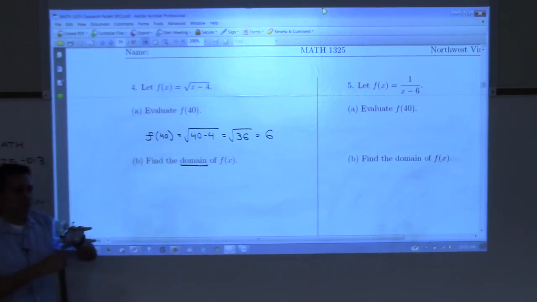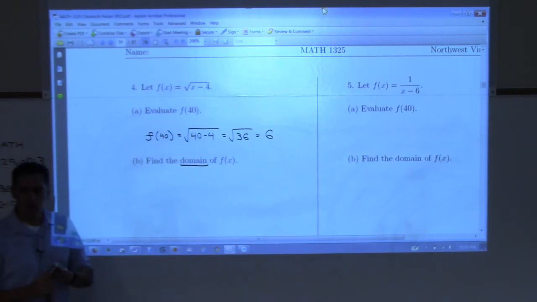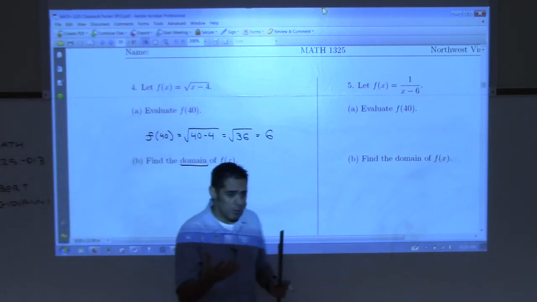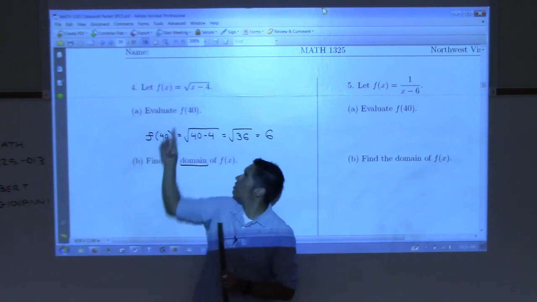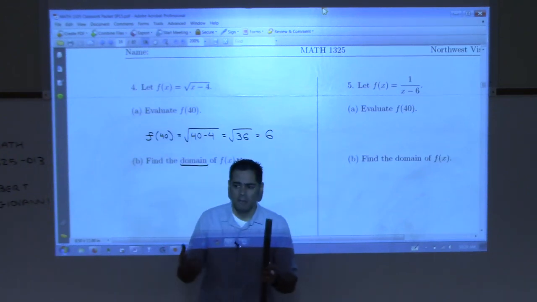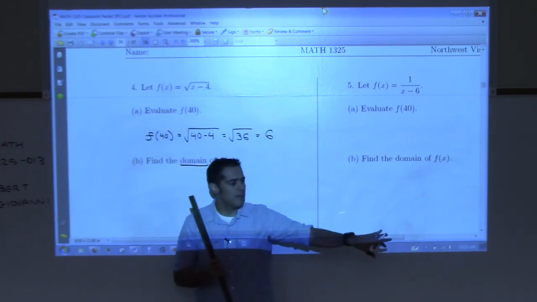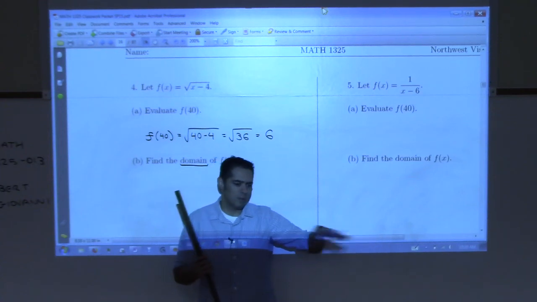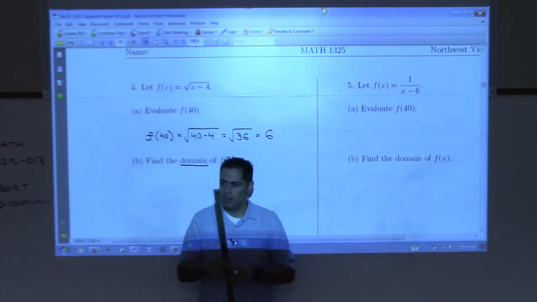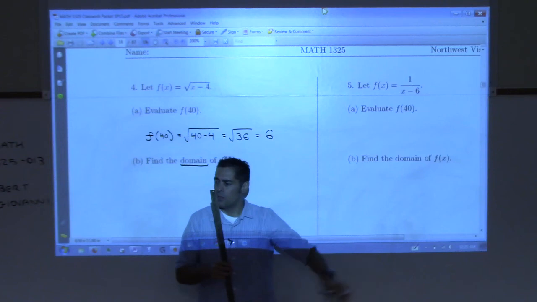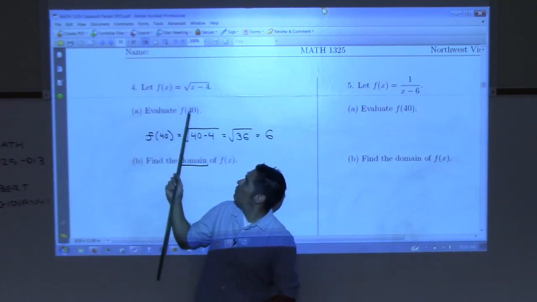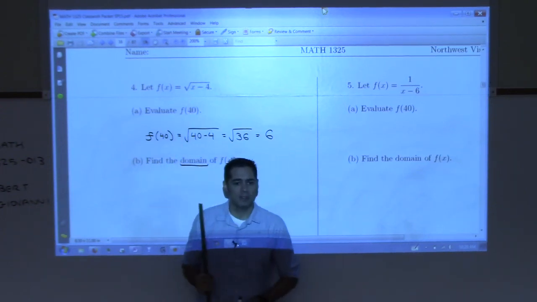But I'm trying to get us to think more abstractly. If somebody gives you a function like this, or like that one, are we all comfortable with the idea that functions take a number in and spit a number out? Generally, that's what a function does, right? Give it an input, it has an output. So if I plug in a number into this, like 40, it's going to spit out the number 6.